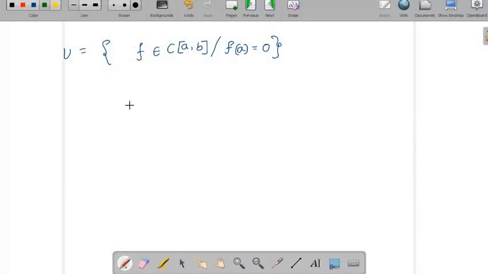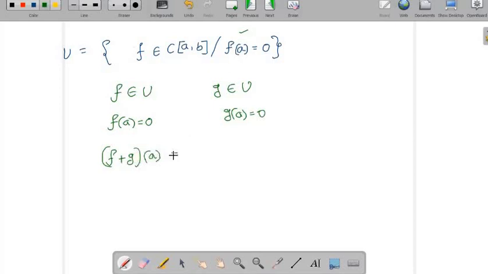Try to take two such functions from this. Let's say f belongs to U, whereas g also belongs to U. F and g are continuous, and f plus g is also continuous. There is no doubt in it. But we have to verify f plus g, does it satisfy this condition or not? That we have to verify. It means that you know f of a equal to 0, g of a equal to 0. But the question is, how about f plus g of a?